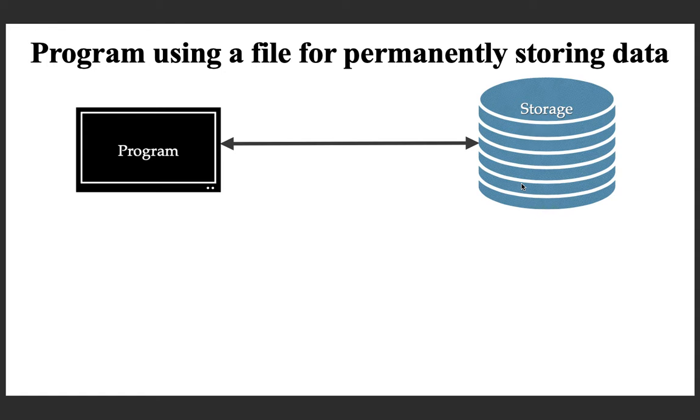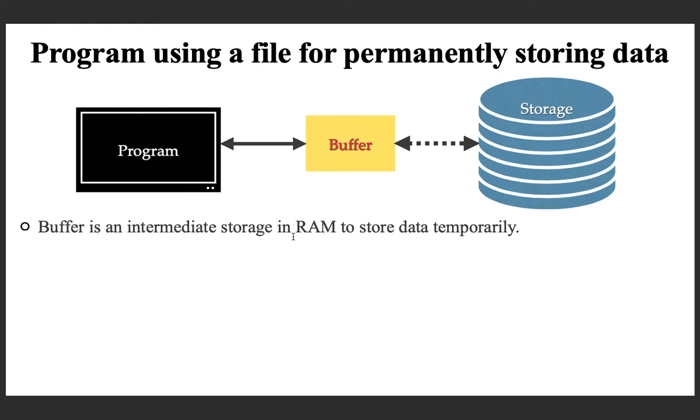So in order to implement the data transfer between your program and the secondary storage, an intermediate memory is used to temporarily hold data in transit between program and storage, which is what is called a buffer. It is a part of your random access memory, which is allocated to temporarily hold data when you are transferring data between your program and storage. So the buffer is an intermediate storage in random access memory to store data temporarily, and the program reads from and writes to the buffer. The commands or functions that you are going to see operate on the buffer, not directly on the storage.